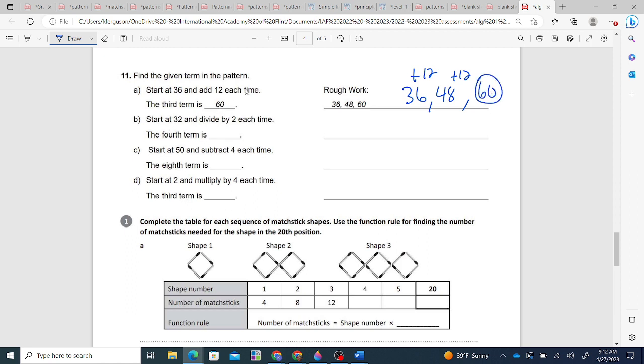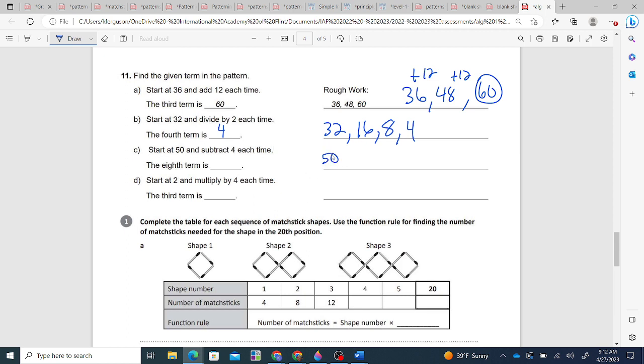So then I do the same thing here. I start with 32 and divide by 2 each time. So what's 32 divided by 2? 16. They want me to go to the fourth term. So now I got 16 divided by 2, 8. And then I've got 8 divided by 2, 4. That's my fourth term, so 4.